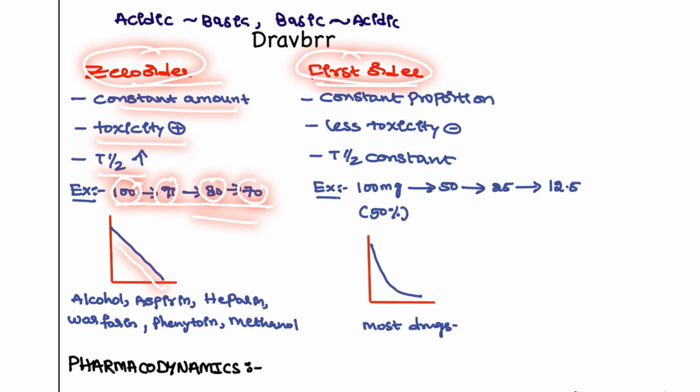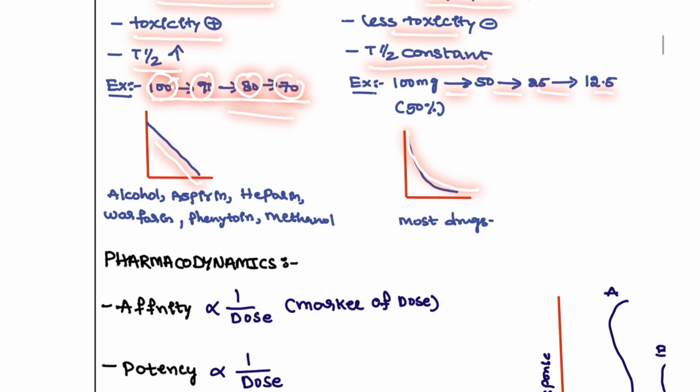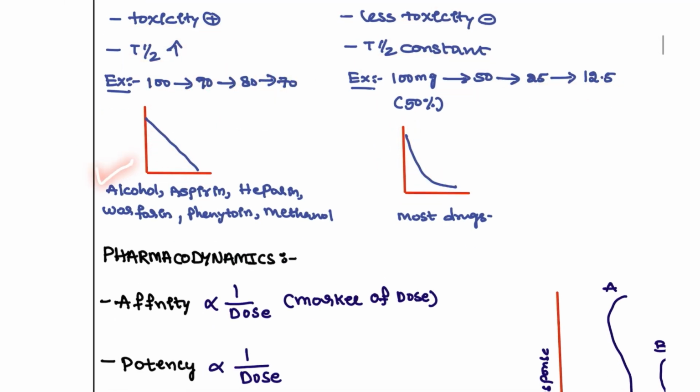And next, first order, the constant proportion. For example, 50 mg, again another 50%, another 50%, and 50%. So it will gradually decrease. So there is less toxicity and the half-life is also constant for this. What are the examples? The zero order kinetics: alcohol, aspirin, heparin, warfarin, phenytoin, and methanol. And most of the drugs will be first order kinetics only.